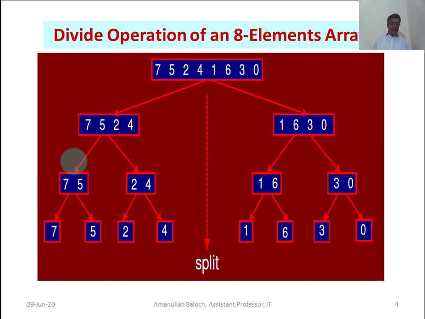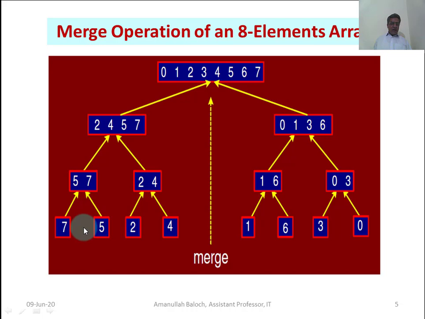So the merge operation will merge these two elements into a two-element array. These elements will be merged into other two elements, and similarly we will see the merging operation in the next slide. Here you may see 7 and 5 are merged, but 5 is less than 7, so 5 will come first and 7 will come next. Here 2 and 4 will merge, 2 will come first and 4 will come second.